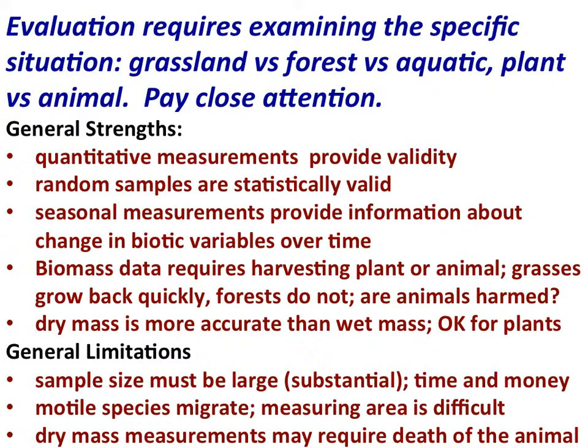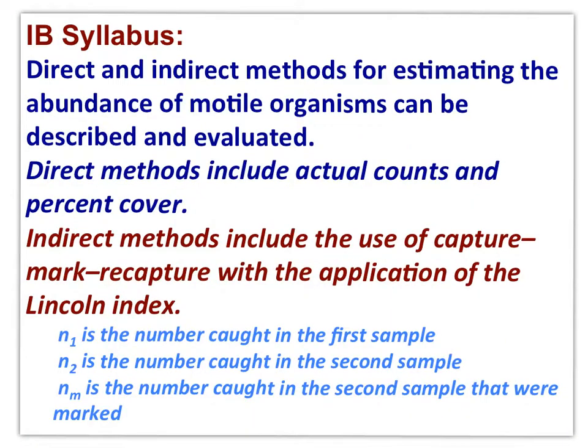Evaluation requires examining the specific situation. Is it a grassland or a forest or an aquatic ecosystem, plant or animal that is being sampled? Pay close attention. I've been through some of the general strengths and limitations before, but it's important for me to note some of the differences. Biomass data requires harvesting the plant or the animal. Grasses grow back quickly, but forests do not, and are animals harmed in the process? Remember that dry mass is more accurate than wet mass. It's okay to dry plants, but the dry mass data with animals involves the death of the animal, and this raises ethical questions.